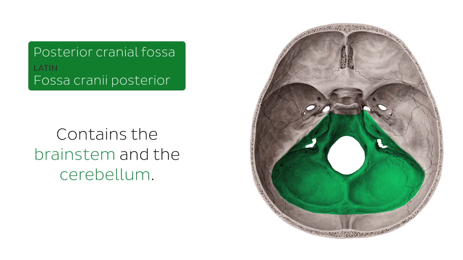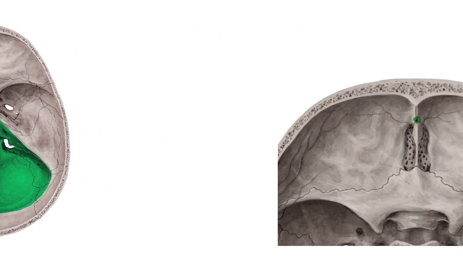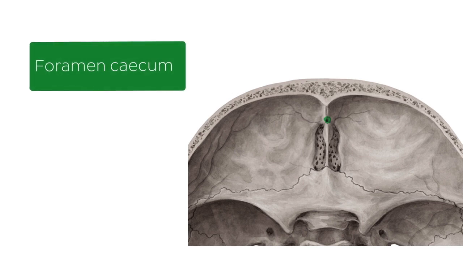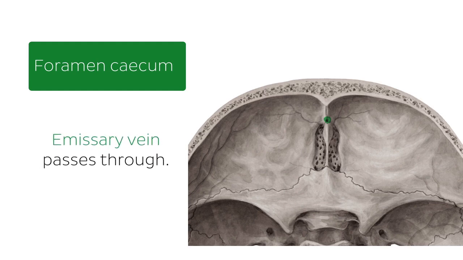Let's take a look at different structures, different foramina that we can see from this view, starting off with this one that you see here highlighted in green. This is known as the foramen cecum. The foramen cecum is located between the frontal bone and the ethmoid bone, and the emissary vein passes through this foramen from the nasal cavity to the superior sagittal sinus.